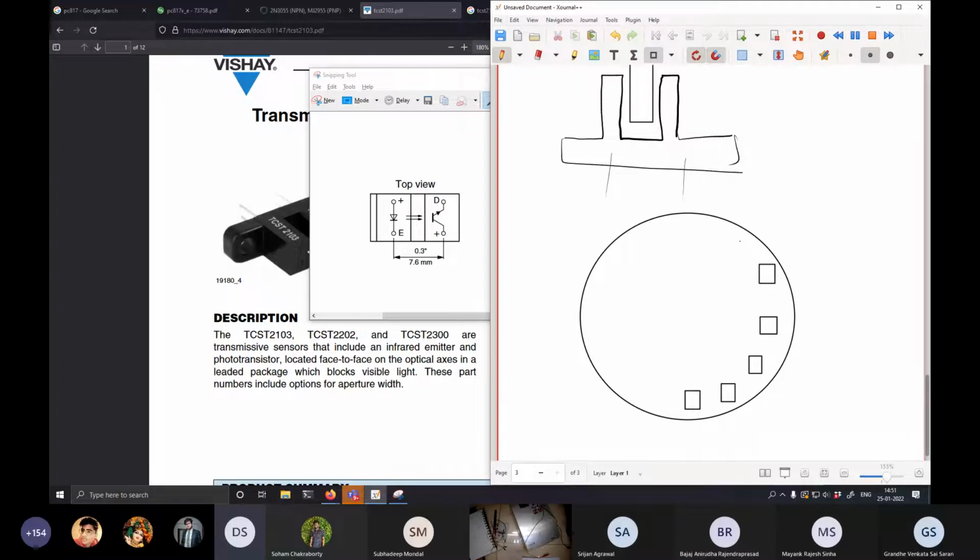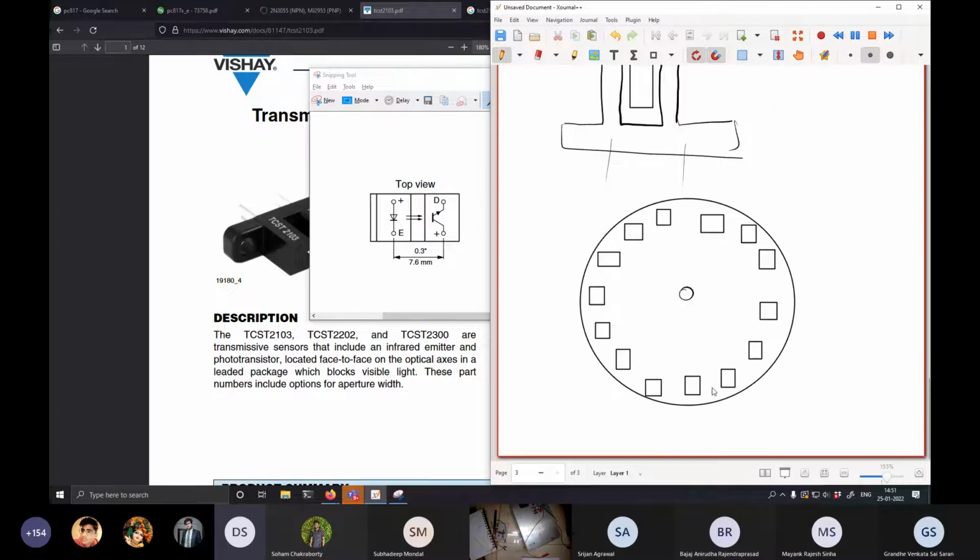Okay, on the periphery. Of course, you can imagine the slots are not going to look like this. They're going to look very uniform in nature. And this is the center axis. So when this rotates, let me draw the opto interrupter leg in blue. So this is the opto interrupter limb, and the other limb is on the other side of the disc.